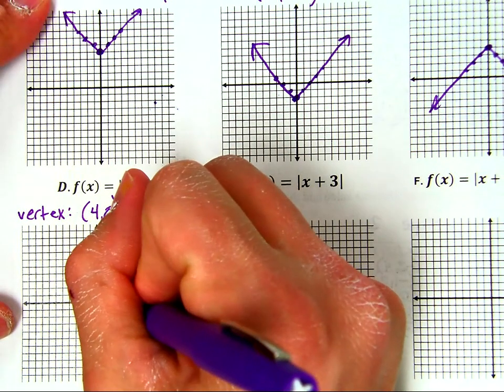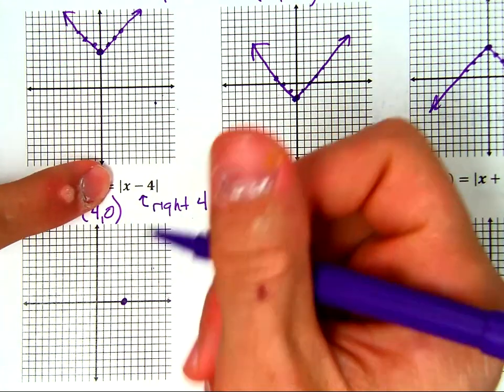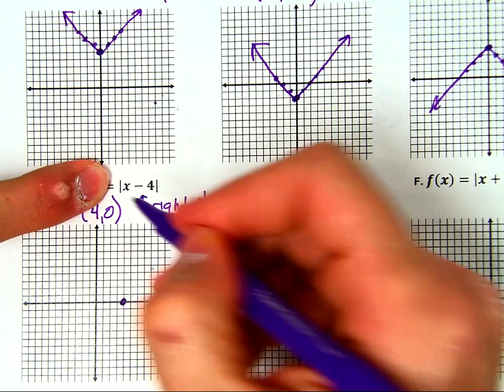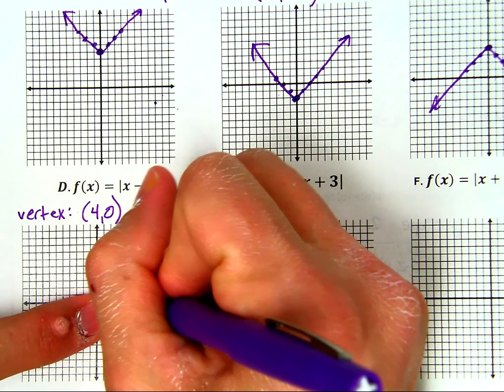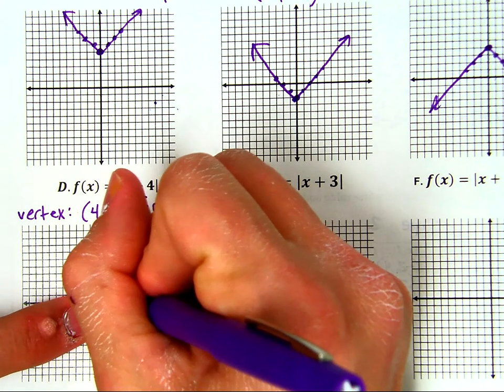I have a slope of 1. There's no value out there, so it's considered to be 1. So I can go up 1 over 1, reflect those points, and you have your graph.